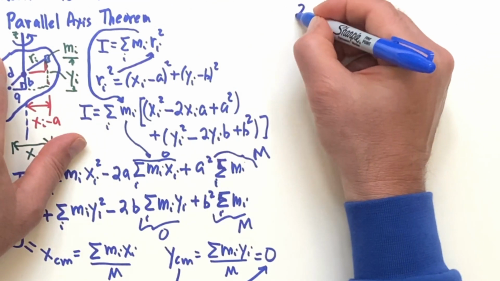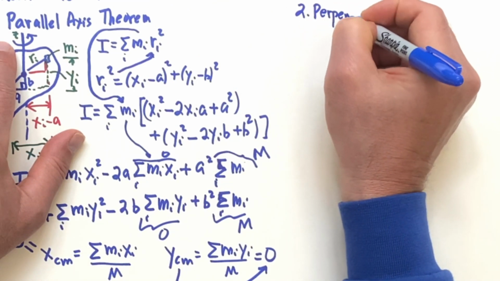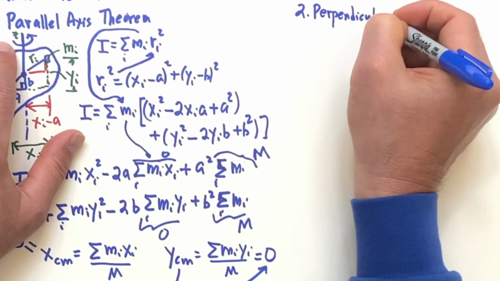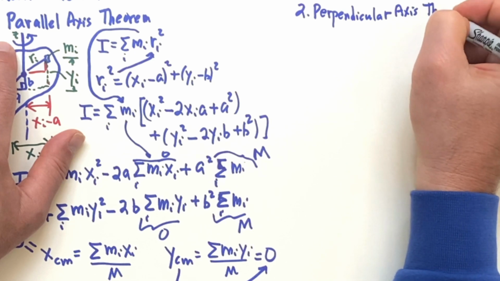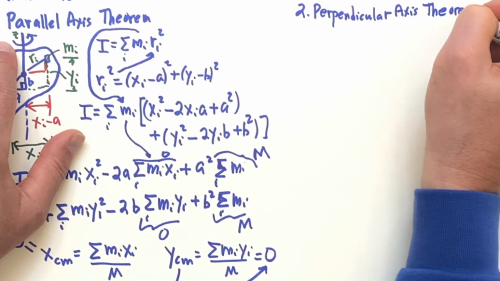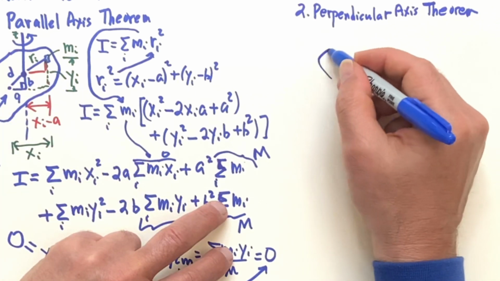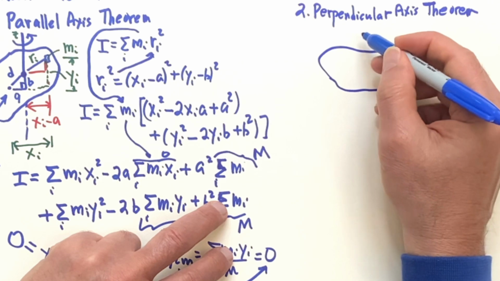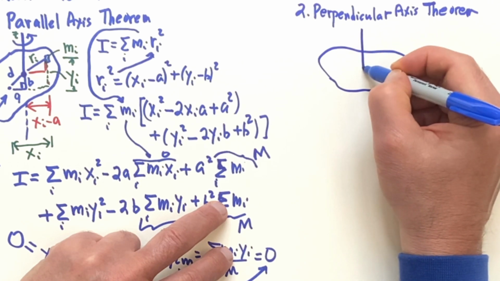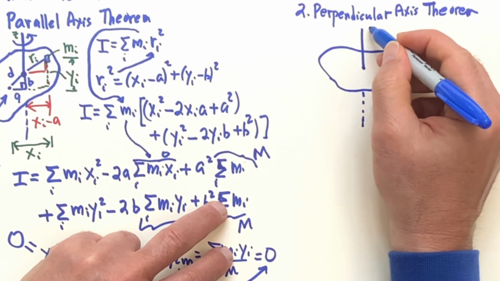The second theorem is the perpendicular axis theorem. Now for this theorem, actually it's easier. Say we have some kind of continuous solid. We want to go about this axis here. Let's call that the z-axis.